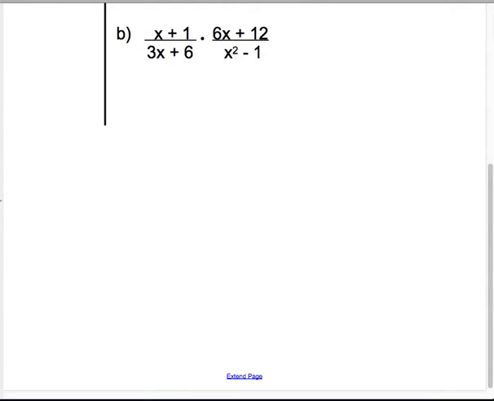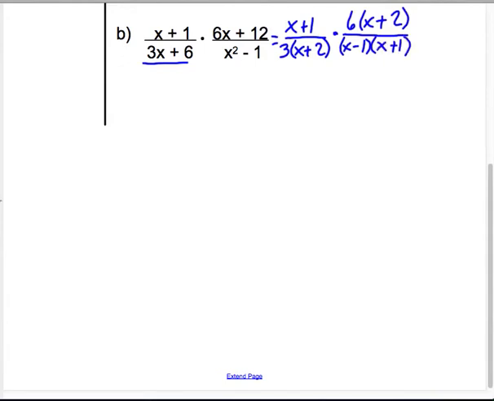We'll take a look at one more like that. Again, in my first denominator, I'm noticing a greatest common factor of 3. In my numerator, I don't see any factoring. In my second numerator, I see a greatest common factor of 6. And in the denominator, I have another difference of squares. So then I start canceling. I cancel my x plus 1's, and I can cancel my x plus 2's. I also have 6 divided by 3. 6 divided by 3 gives me a 2 in the numerator over the x minus 1 that's left in the denominator.